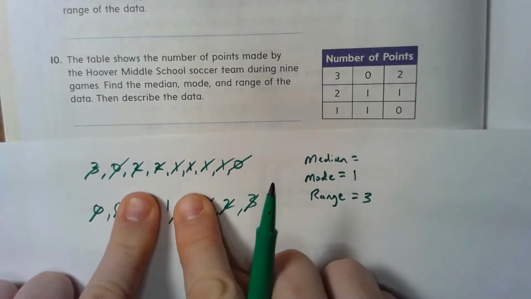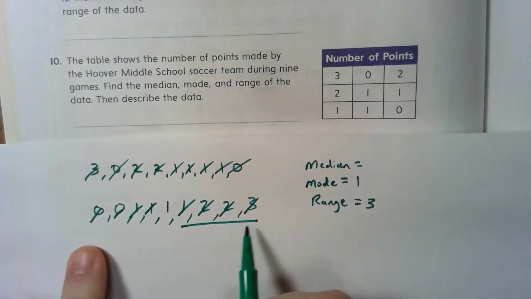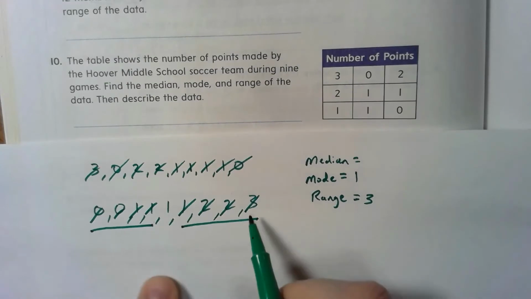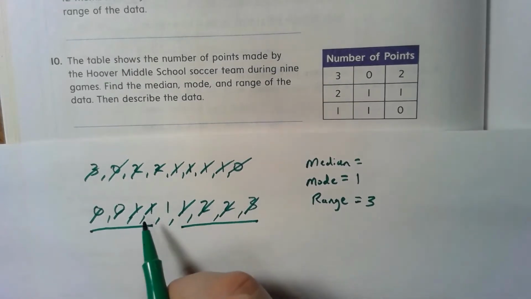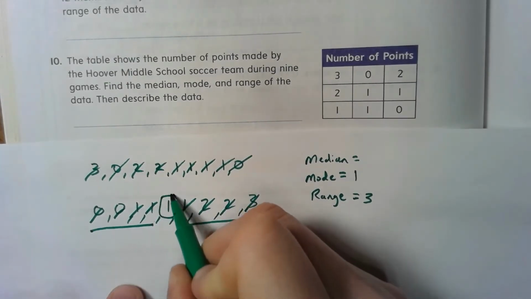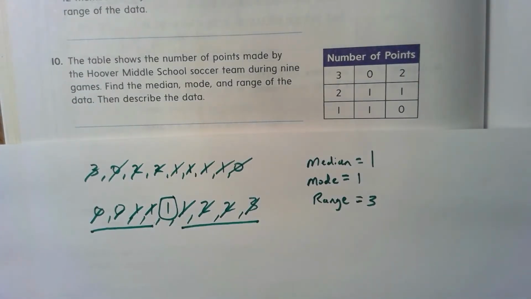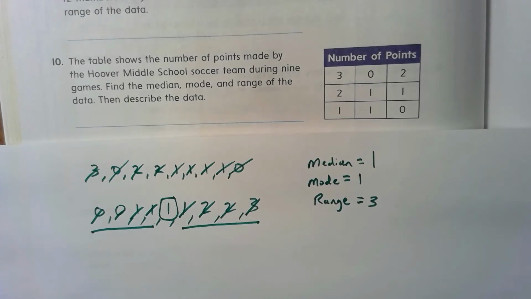Just make sure that when you're doing that, you have an equal number of values on the left hand side and the right hand side of your median. So you can see I have 4 values over here and 4 values over here, so this is the median. The last question that it says to do is describe the data. That means just look at the data and tell what you know about the data.